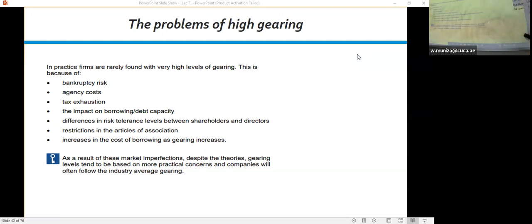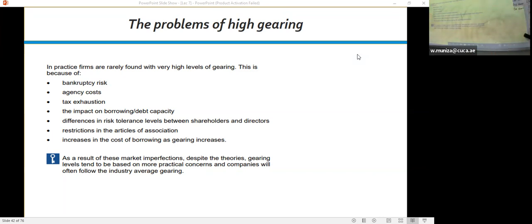Then restrictions in the articles of association. There are two types of major documents of the company, the memorandum and articles. So in the articles of association, maybe there are restrictions on the borrowing of the company, that beyond this limit we are not going to borrow. Share capital and borrowing limits are both written in the articles of association.